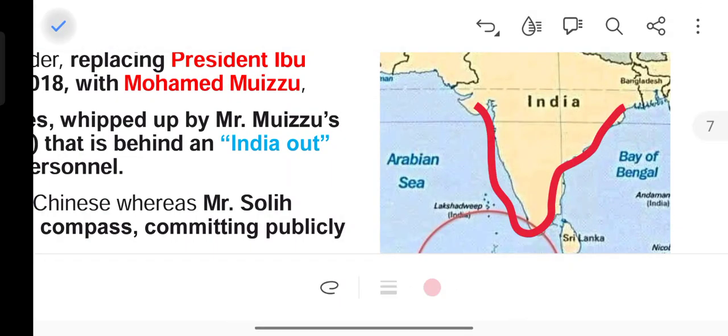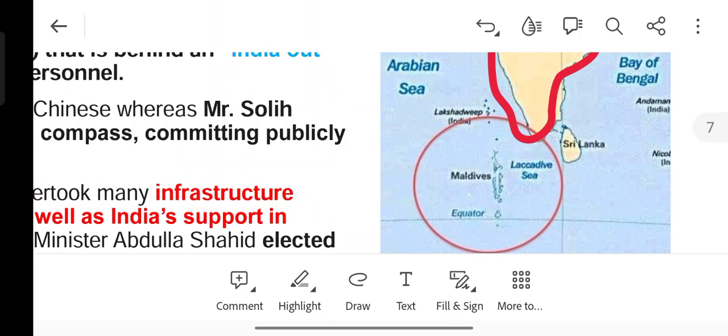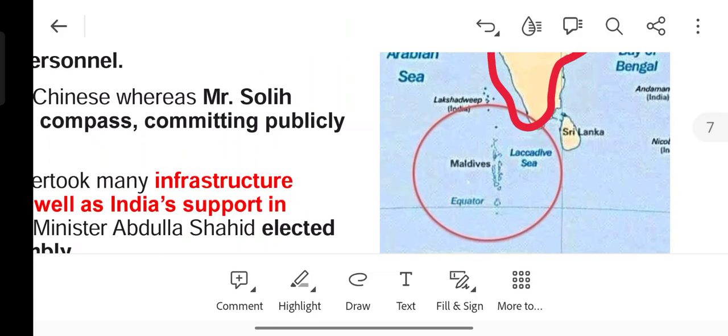Okay, and you can see here when you go to the south of the Indian subcontinent, you will have the Maldives, which is encircled with a red marker. Okay, and you can see the Maldives is just north of the equator, you should remember. Majority of the parts of Maldives is located to the north of the equator.